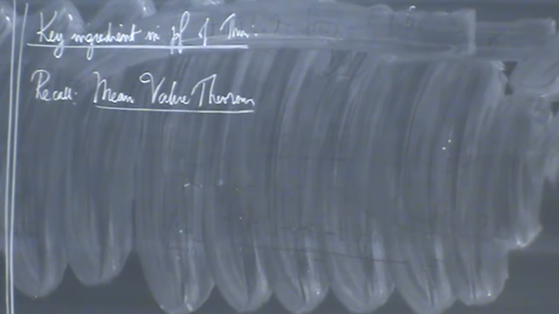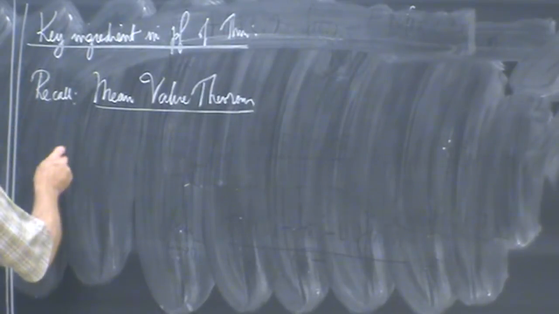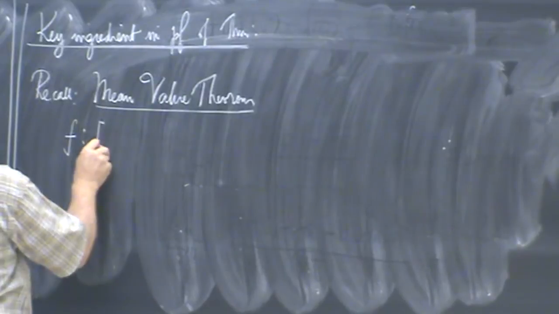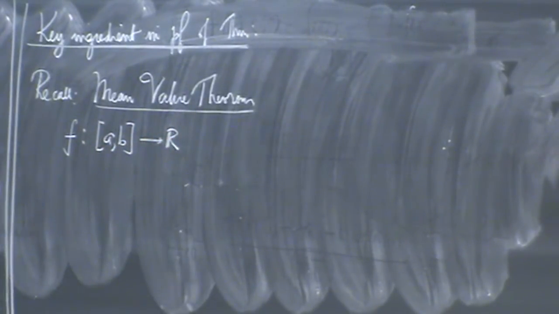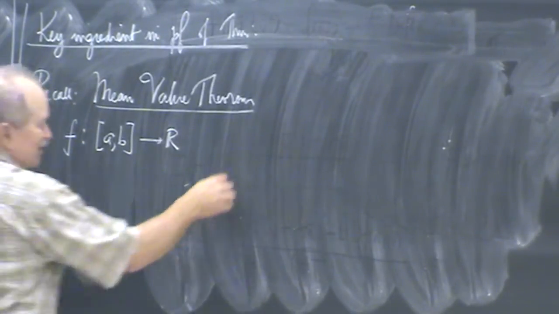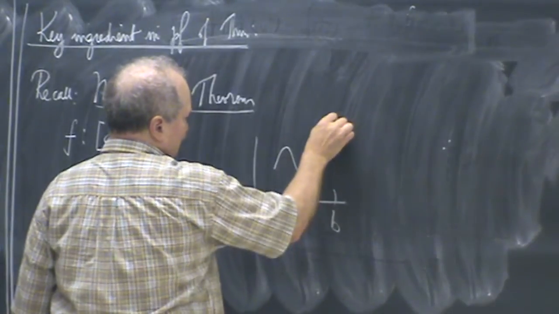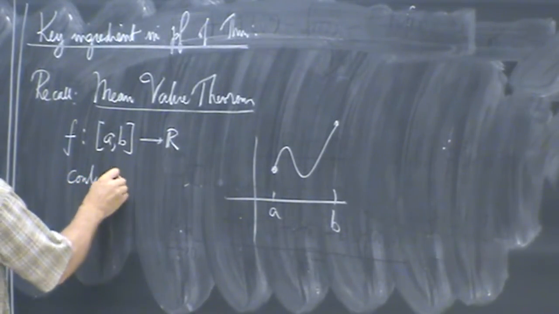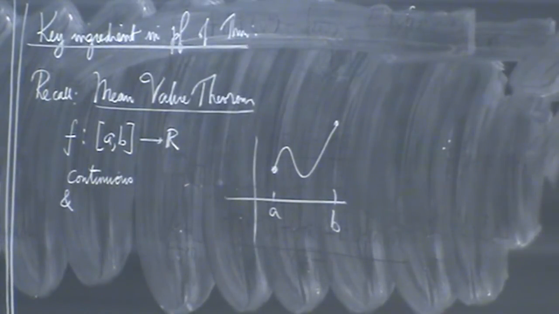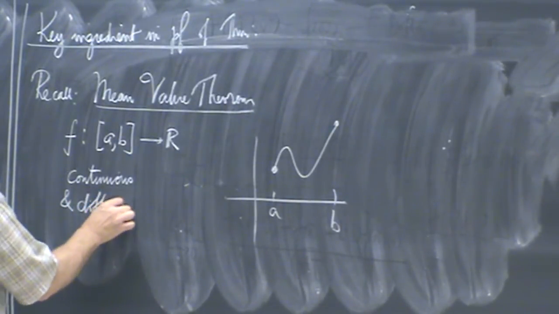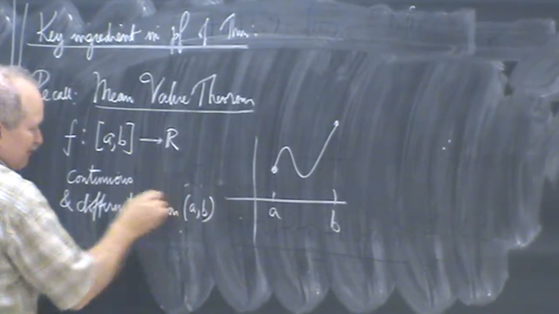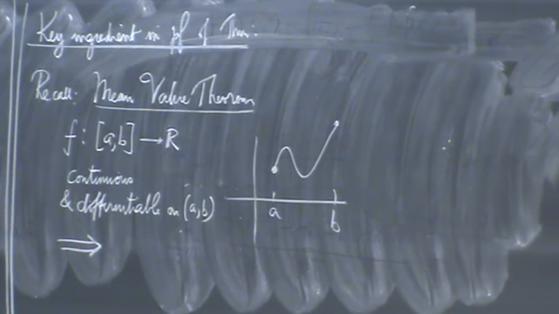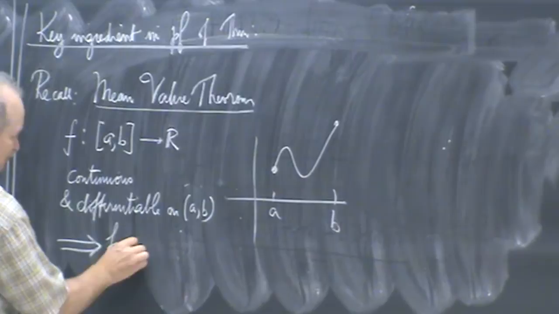Should I offer a bribe to people that can actually tell me what the theorem says? Yeah, you don't get to do this. So you have a function on a closed interval. It has some hypotheses or other. What are the hypotheses? Maybe something like continuous. And what else do I need? Differentiable on the open interval a, b. Then there exists a c between a and b.